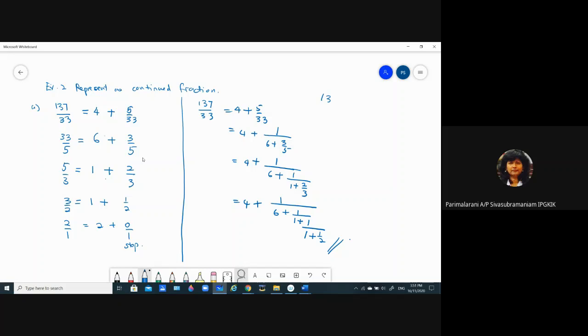Or another way of writing this is like this. The first integer here is 4 colon, and then we look at these numbers here, 6, 1, 1, 2. So these are the two ways of writing it. I know this is a little bit difficult, a bit confusing if you can't see clearly. That's why you need to understand this first. Okay, let me do one more example for you.